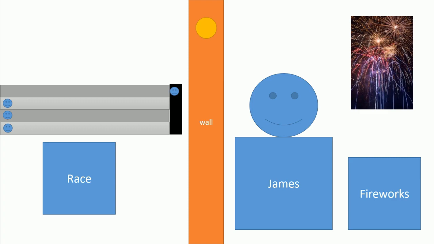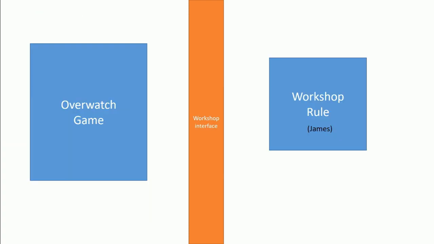The winner crossing the finish line is referred to as an event. Events in the Overwatch workshop follow the same idea. The rule represents James waiting for the light on the game box to turn on, indicating that something has happened, for example a player taking damage.